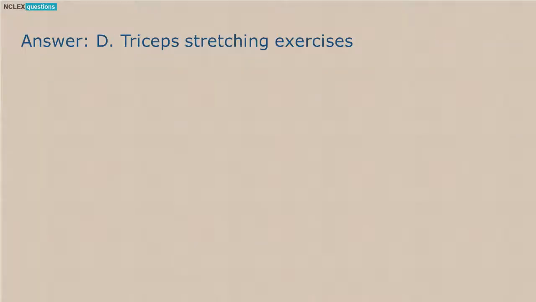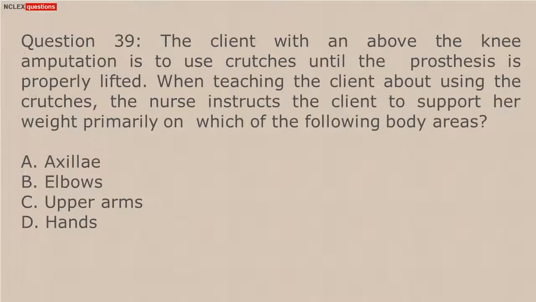Answer, A. An anaphylactic reaction to the dye. Question 39. The client with an above-the-knee amputation is to use crutches until the prosthesis is properly fitted. When teaching the client about using the crutches, the nurse instructs the client to support her weight primarily on which of the following body areas? A. Axillae. B. Elbows. C. Upper arms. D. Hands.